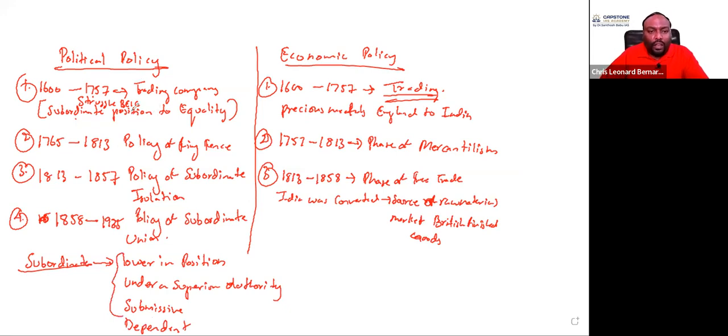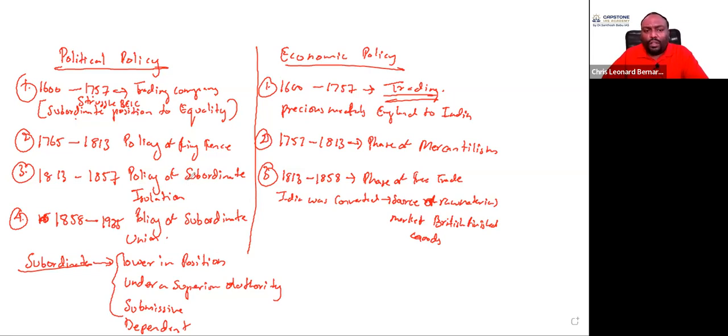So in the political policy, in the first phase, the Britishers were subordinate to the Mughals. They were lower in position. They were under a superior authority called the Mughals. They had to submit their credentials, everything, to the Mughal emperor, and they were dependent on his mood and the grants that the emperor gave. But from the second phase, they started this policy of buffer state called ring fence. And from the Charter Act of 1813 till the revolt of 1857, they started the policy of subordinate isolation. They isolated every native kingdom, and native kingdoms became subordinate to the Britishers.